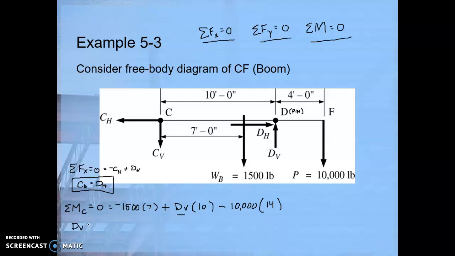So DV equals 1,500 times 7 plus 10,000 times 14, and then divide all that by 10. Let's see what that's equal to. That gave me 15,050 pounds.